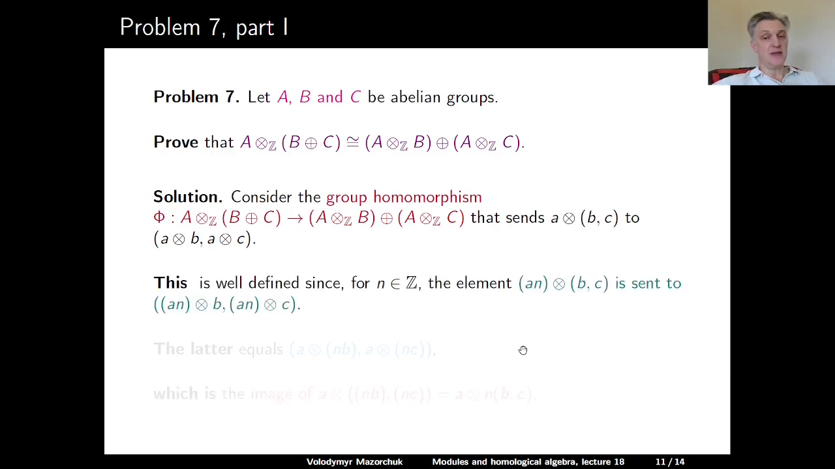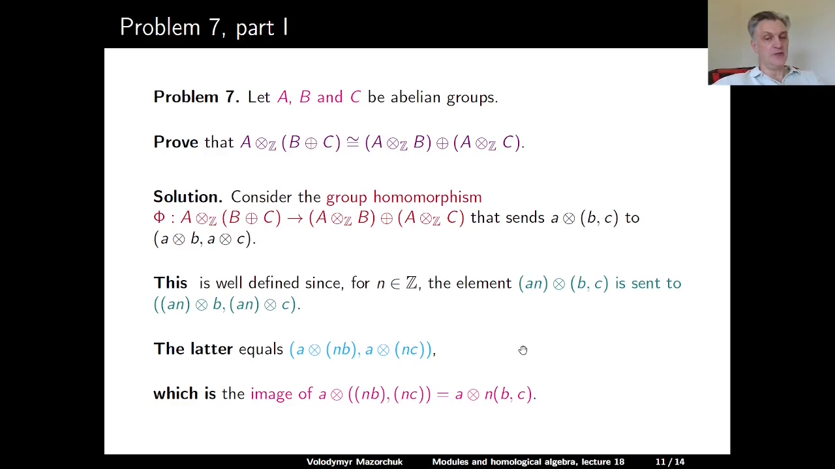So if we take the element an tensor (B, C), where n now is an integer, this element is sent by our definition to the pair (an tensor B, an tensor C). Again, from the definition of the tensor product, for both components in our pair, we can move n from left to right. So this is equal to the pair (A tensor nB, A tensor nC). And this is exactly the image of the element A tensor the pair (nB, C).